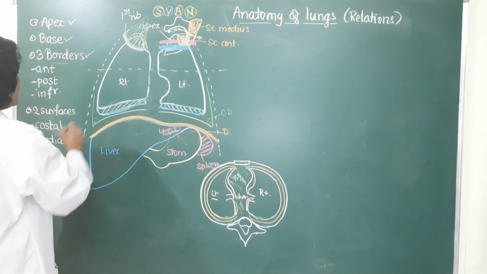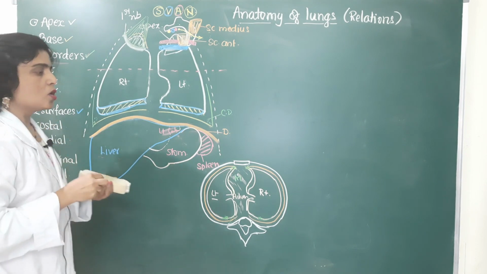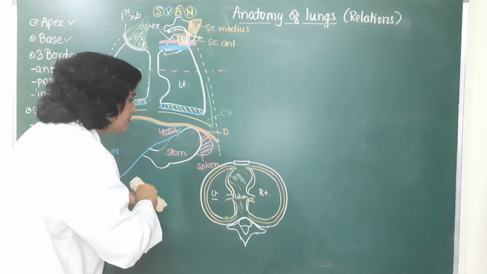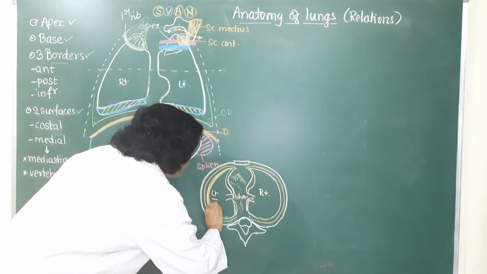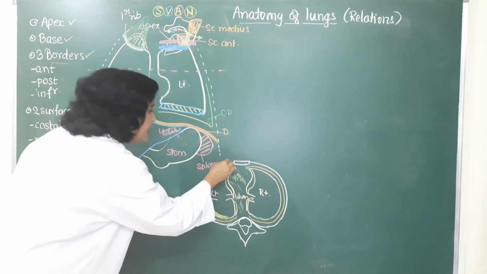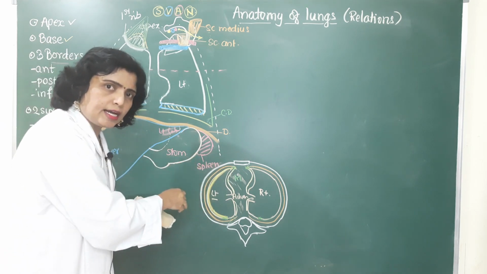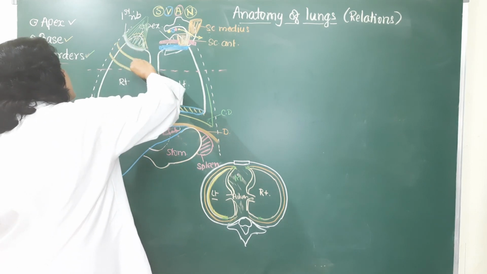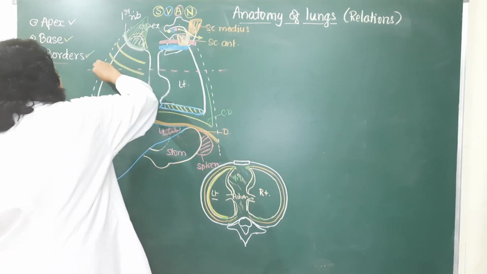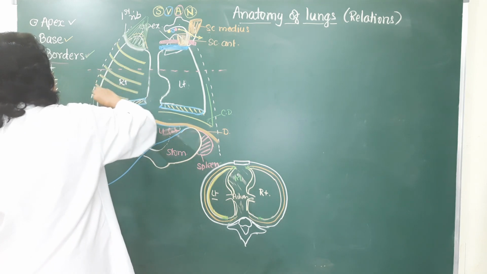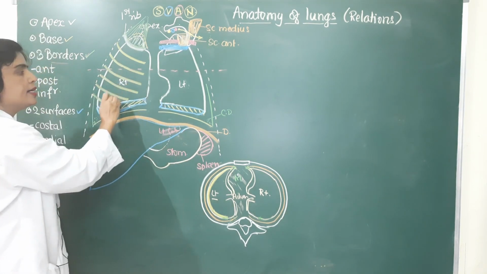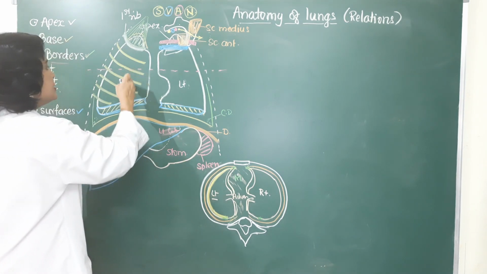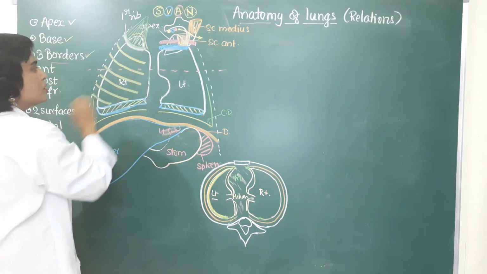Now coming to the surfaces. So the costal surface, you know, this surface is the costal surface. The costal surface is covered by the costal pleura, and it is related to the ribs and the costal cartilages. If you draw here the ribs and the costal cartilages, these ribs and costal cartilages produce depressions over the costal surface, and in between the depressed areas you get elevated areas on the costal surface, which are due to the intercostal spaces. They coincide with the intercostal spaces.